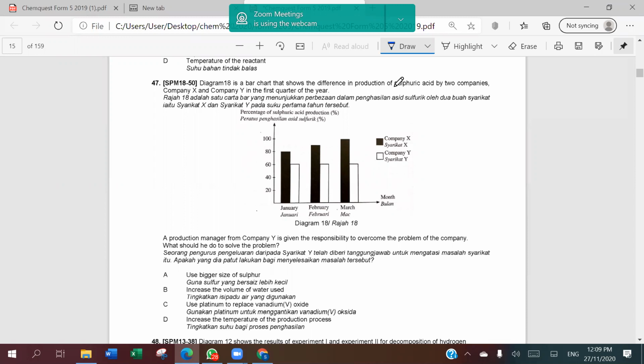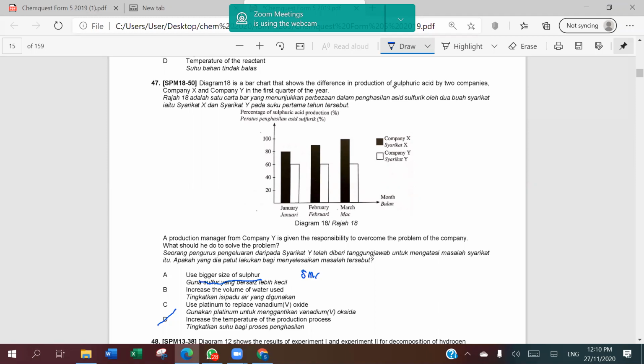D. Increase the temperature of the production process. Correct. Again, whenever I want to talk about rate of reaction, I must talk about my factors. I go to bigger size. Is bigger size better or worse? Worse. Okay, worse. Why? I must use small size or big size? Small size. Okay, good.